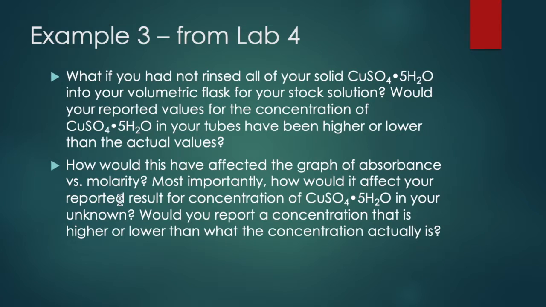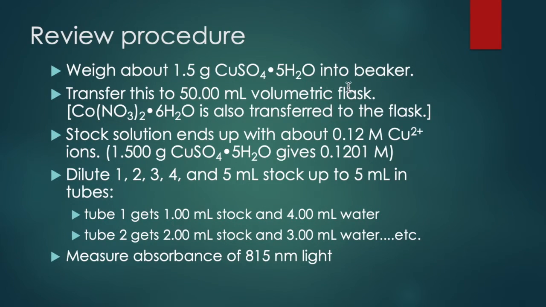Okay, so let us go over the procedure for people who are not as familiar with Lab 4 and what we are doing here. The procedure for Lab 4 involves weighing about 1.5 grams of copper 2 sulfate pentahydrate into a beaker and then transferring this into a 50.00 milliliter volumetric flask in order to make a stock solution with known concentration. That stock solution also has some cobalt 2 nitrate hexahydrate, so let's pretend you did the cobalt part correct, but the copper 2 sulfate is what we're worried about.